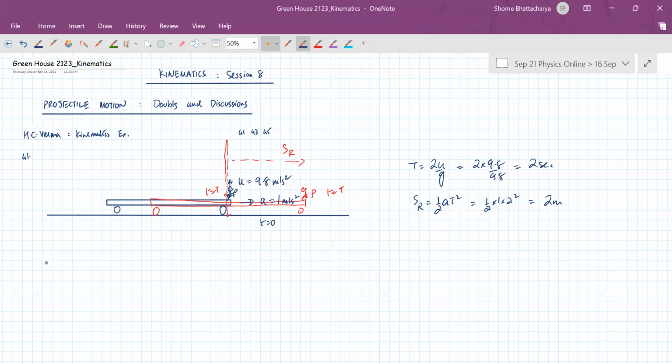Let's come to the next question. In between, I received some more questions also, so we'll discuss those. 31, 33 from Akshat. Okay, then we'll come back to 43. So let's come to question 31.